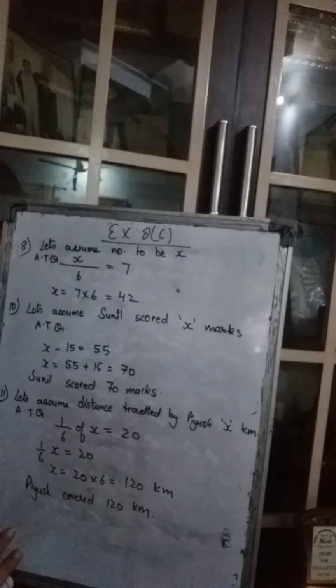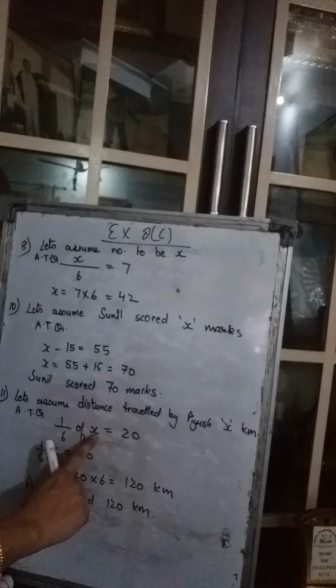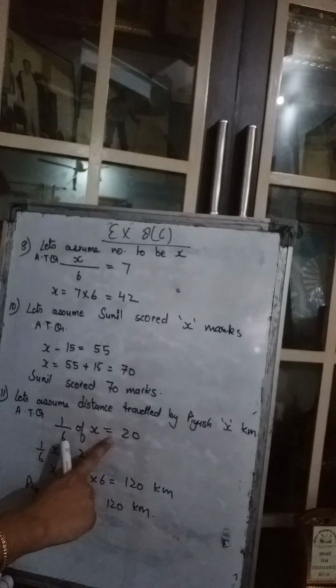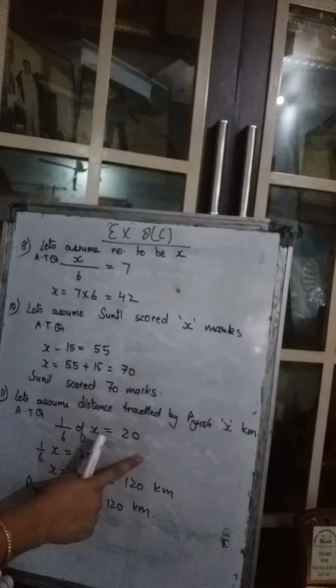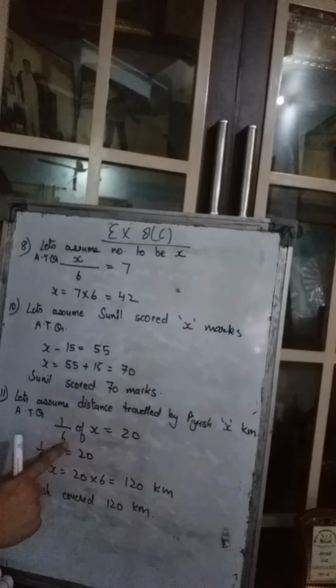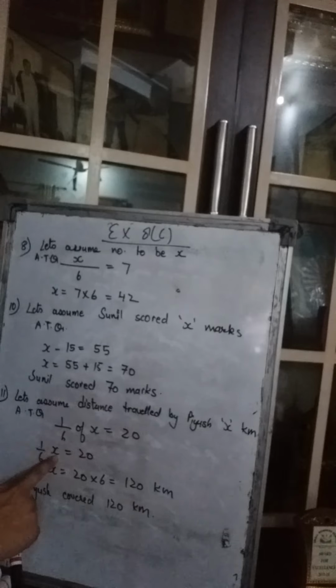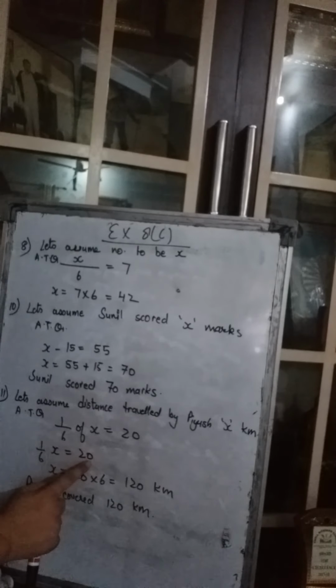This is x. Okay. So according to the question, 1/6 of the distance, 1 upon 6 of the distance travelled by Piyush, we do not know this, so we have written this x, is equal to 20 km. So this is the equation which has been formed. Of means multiply. So it is written as 1 upon 6 x. Multiply means x only. We do not write the multiplication sign. We write combined. 1 upon 6 x is equal to 20.